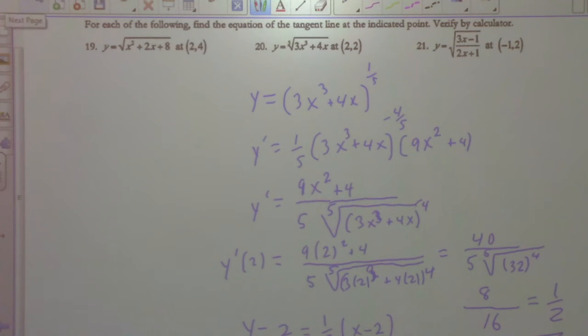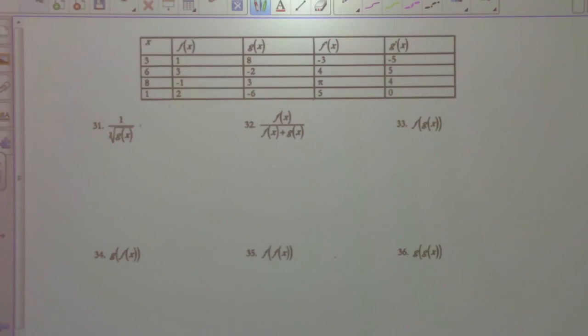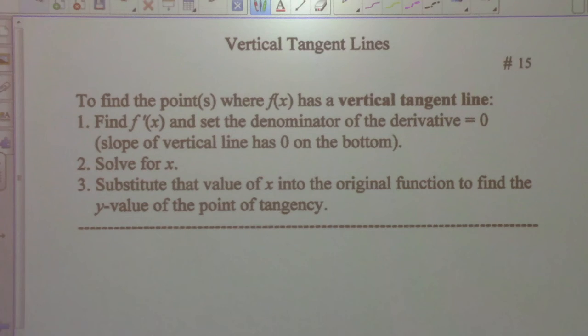What I want to do today is go into note card 15, which is vertical tangent lines. We're going to find the point where f of x has a vertical tangent line. What we do is find f prime of x and set the denominator of the derivative equal to 0, then solve for x. Step three is we substitute that value of x back into the original function, and then we have the y value of the point of tangency.